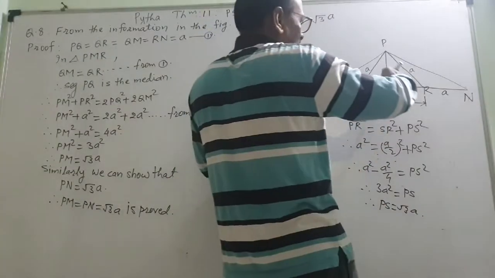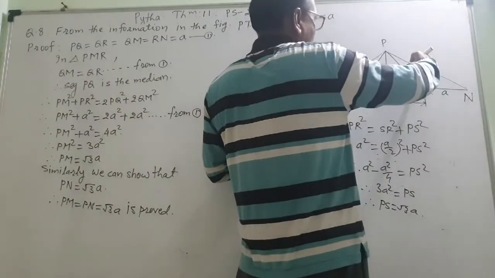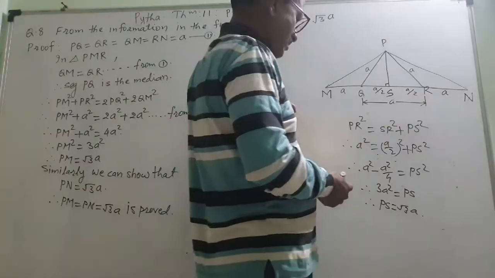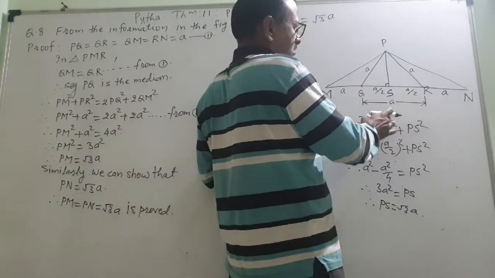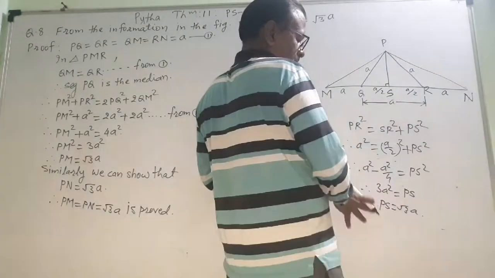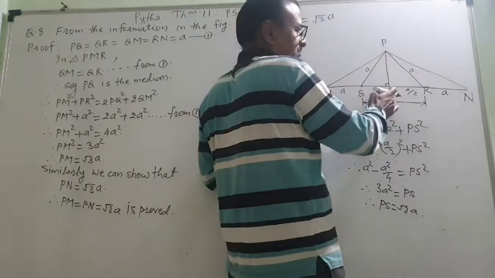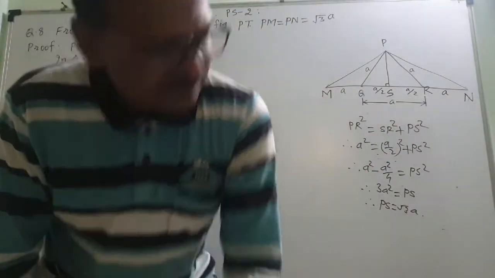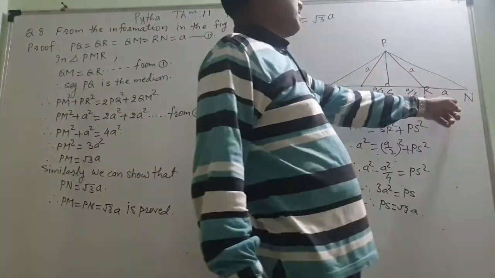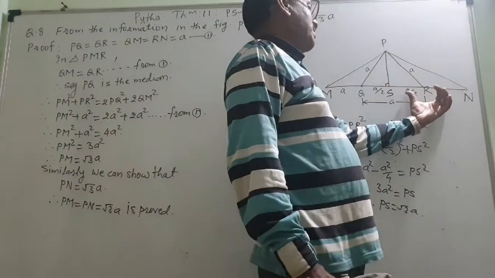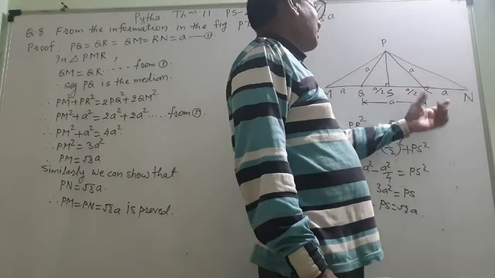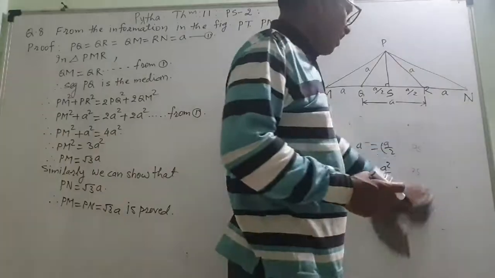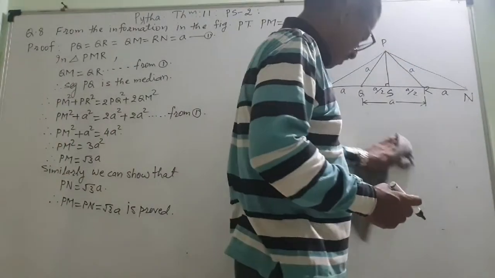Now use this triangle. This hypotenuse we have to find. Okay, this way you can solve it. So PS you have solved. So similarly, go for the other right angle triangle PSN. So this is A plus A by 2, means 3A by 2. This is root 3A, and you can find this by Pythagoras theorem itself. This is the one approach.